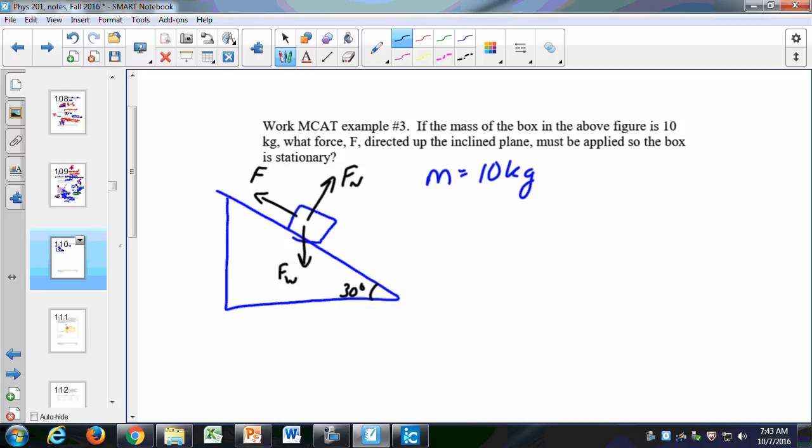What was I saying? Oh, free body diagram. Resolve your vectors into their x and y components. Let me give you just a minute. If you get that far, go ahead and apply Newton's second law.